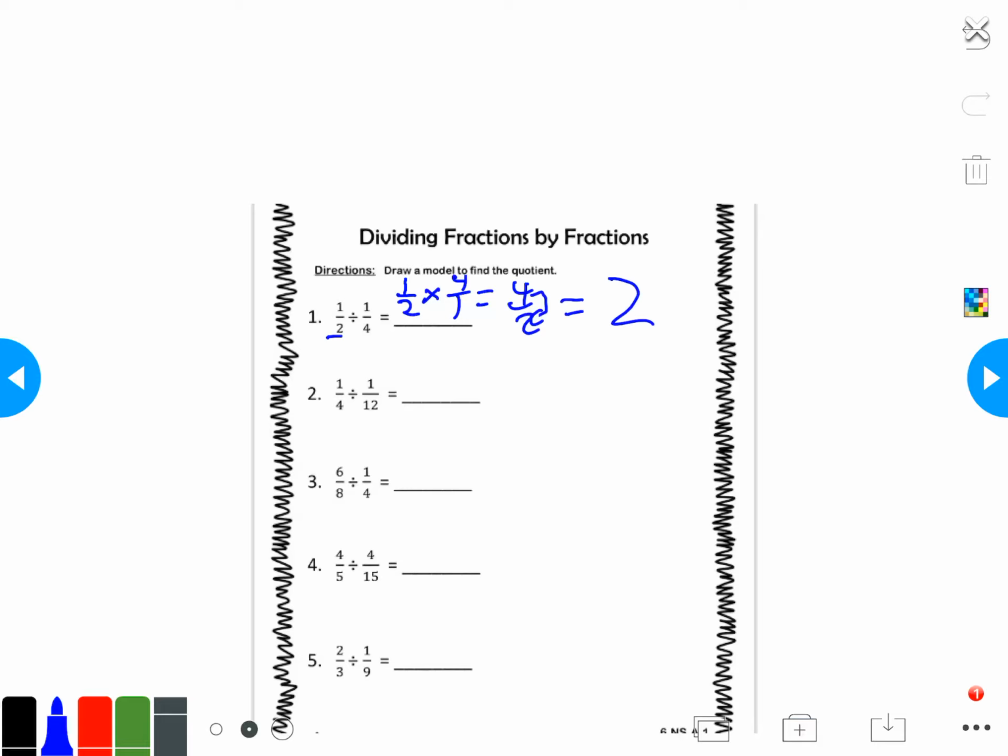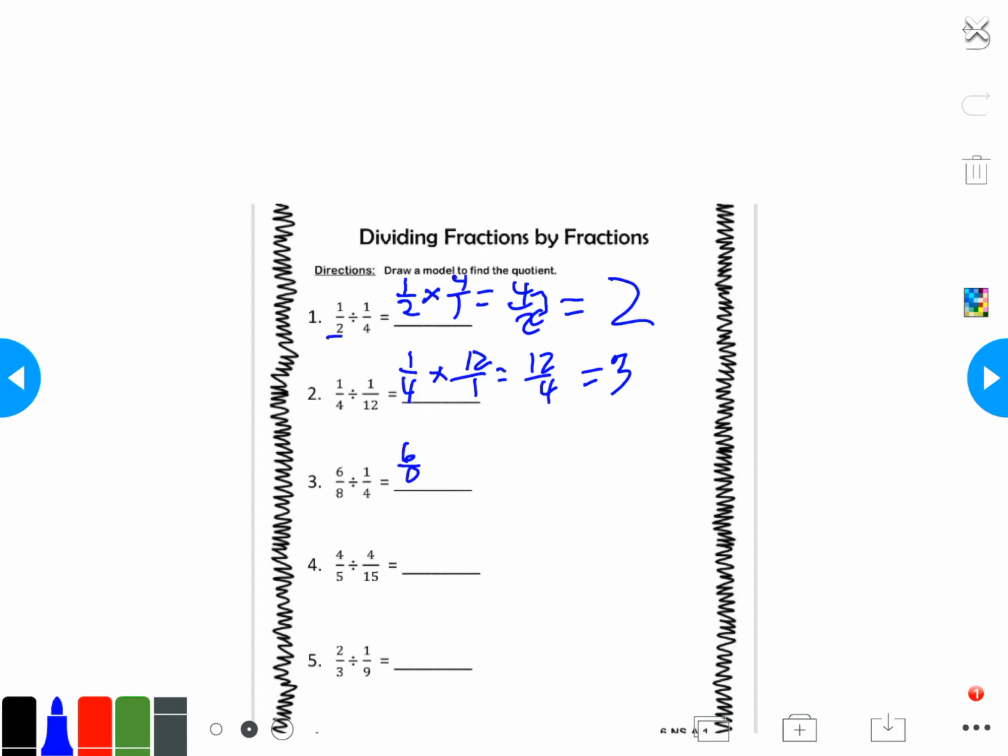Next one, 1/4 divided by 1/12. These are all just regular fractions being divided. So 1/4, keeping that, division to multiplication, and the reciprocal of 1/12 is 12 over 1. We end up with 12/4. 12 divided by 4 is 3. These all end up with whole numbers on this page here. Some of them won't though.